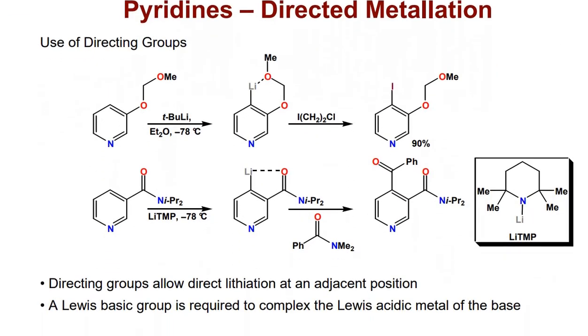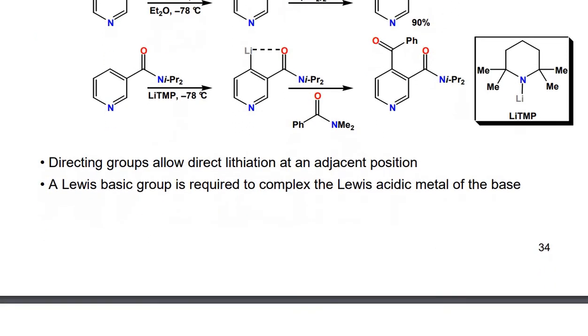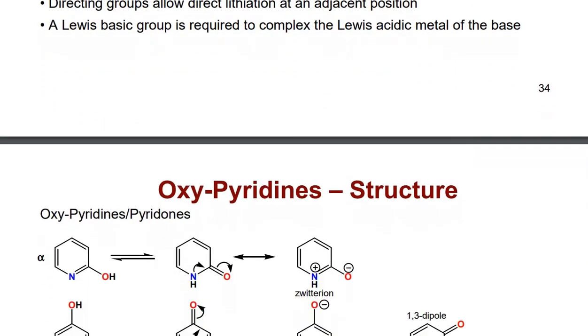The use of directing groups, you can see LiTMP, which is analogous to pyridine. Directing groups allow direct lithiation at an adjacent position. A Lewis basic group is required to complex the Lewis acidic metal of the base.